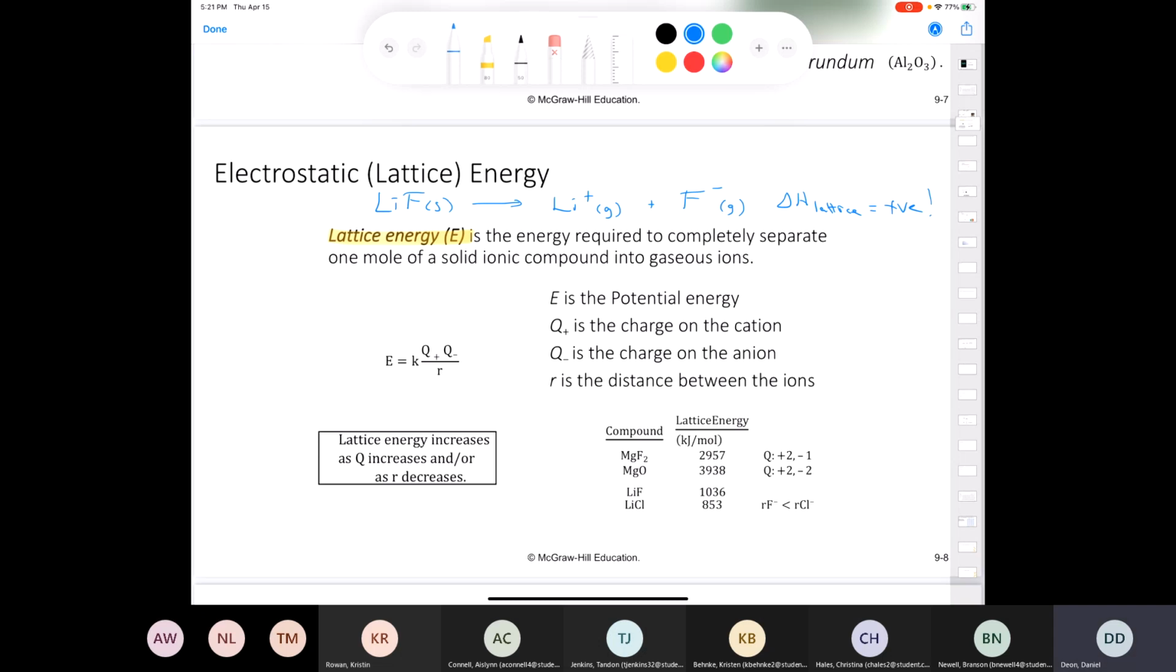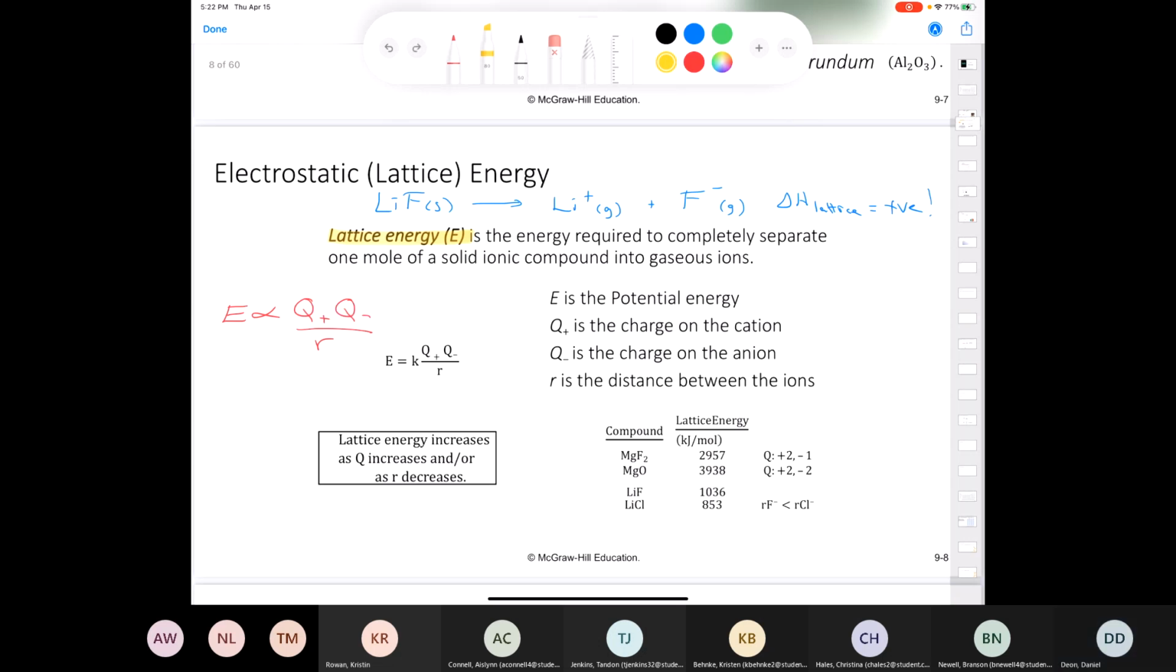Luckily, we know that our lattice energy is related to Coulomb's law, which I have here. And you don't have to be an expert in Coulomb's law. All I want you to understand is that our lattice energy, E, and I'm going to rewrite this equation, is directly proportional to the product of the charges of the cation and the anion divided by the distance between the ions. So what does that mean? What that means is that the higher the charge of my ions, the lattice energy is going to be a bigger number. It's going to increase.